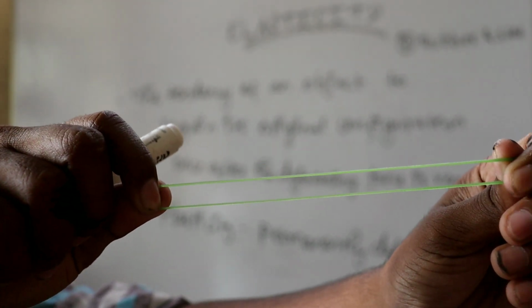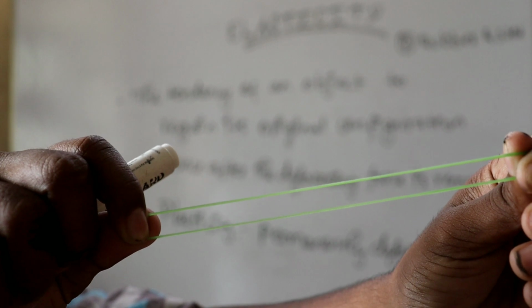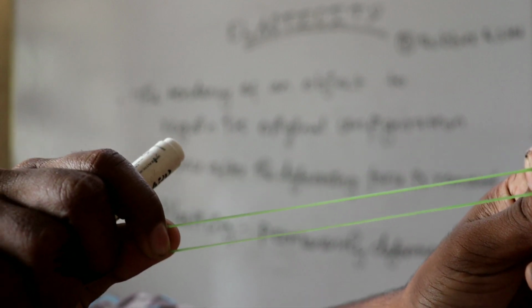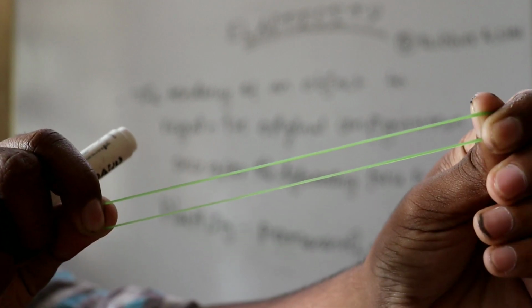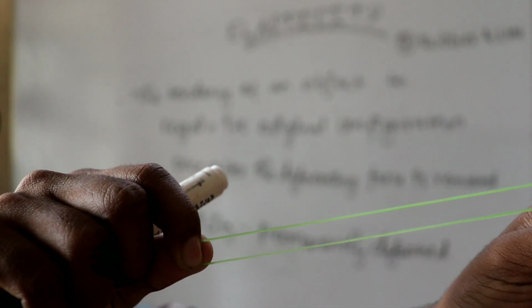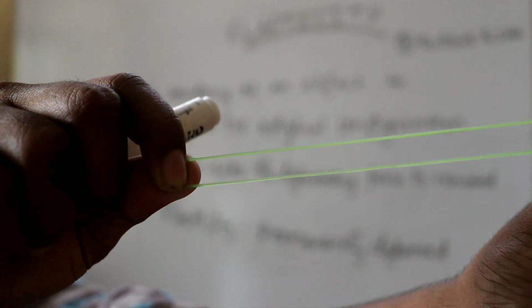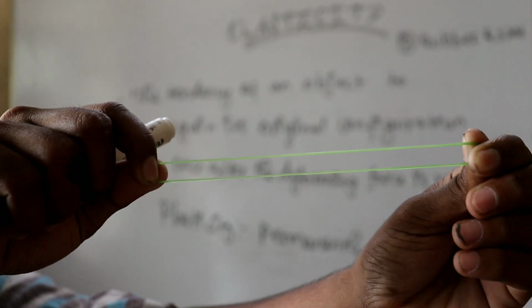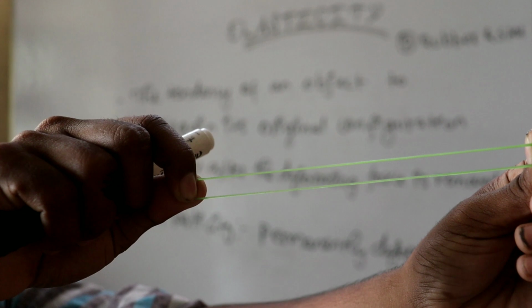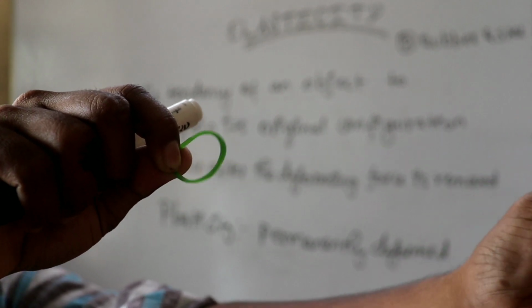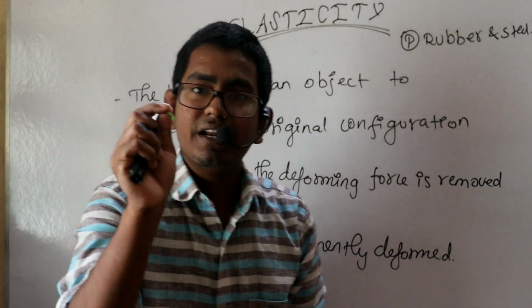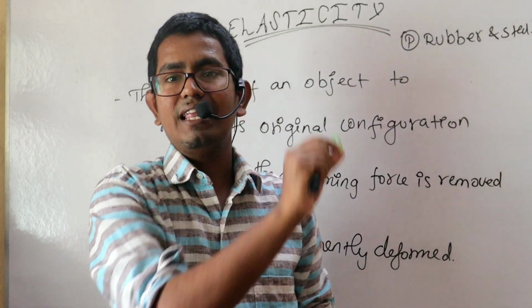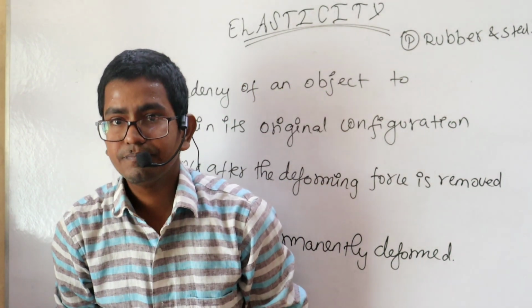You can see I apply the deforming force because the size is changing. Whatever force is applied is known as the deforming force. As I apply the deforming force, you can see the change in the size of the rubber. And once I remove this deforming force, you will see it comes back to its original position so fast. So everybody will think that rubber has more elasticity when compared to steel.